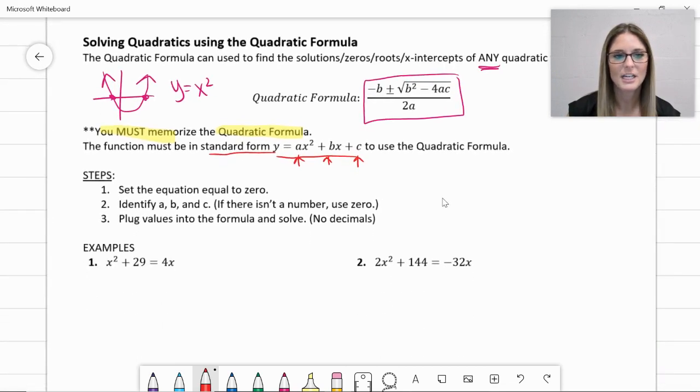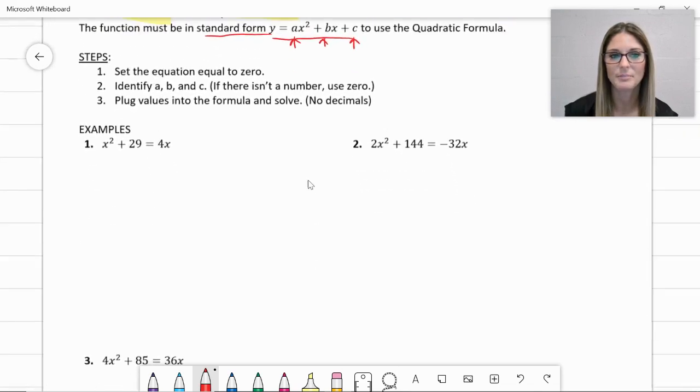I put some steps on here. Make sure it's set equal to 0. Then you can identify a, b, and c. If you're missing one of those terms, you don't have a number, then you use 0, and then you plug it in your formula and solve. We are not going to have decimal answers. We know how to simplify radicals. We know how to deal with imaginaries. So you will leave it in a radical form.